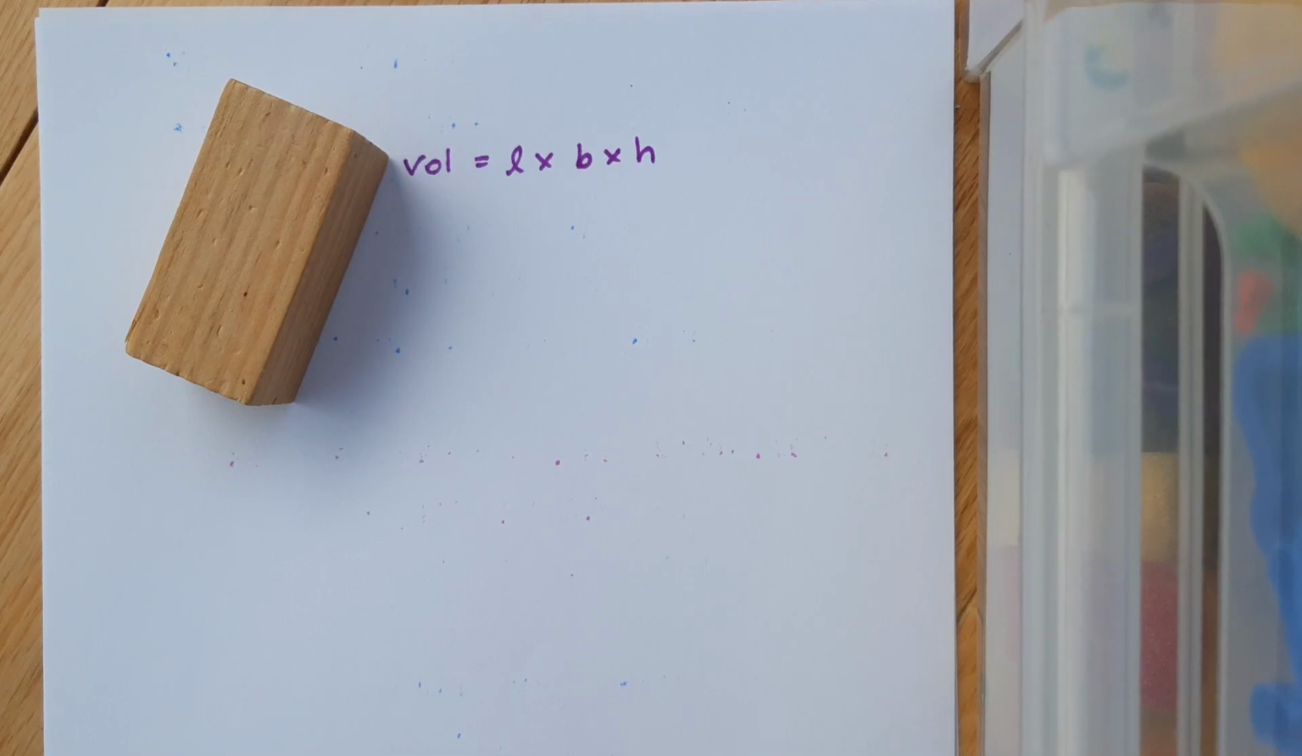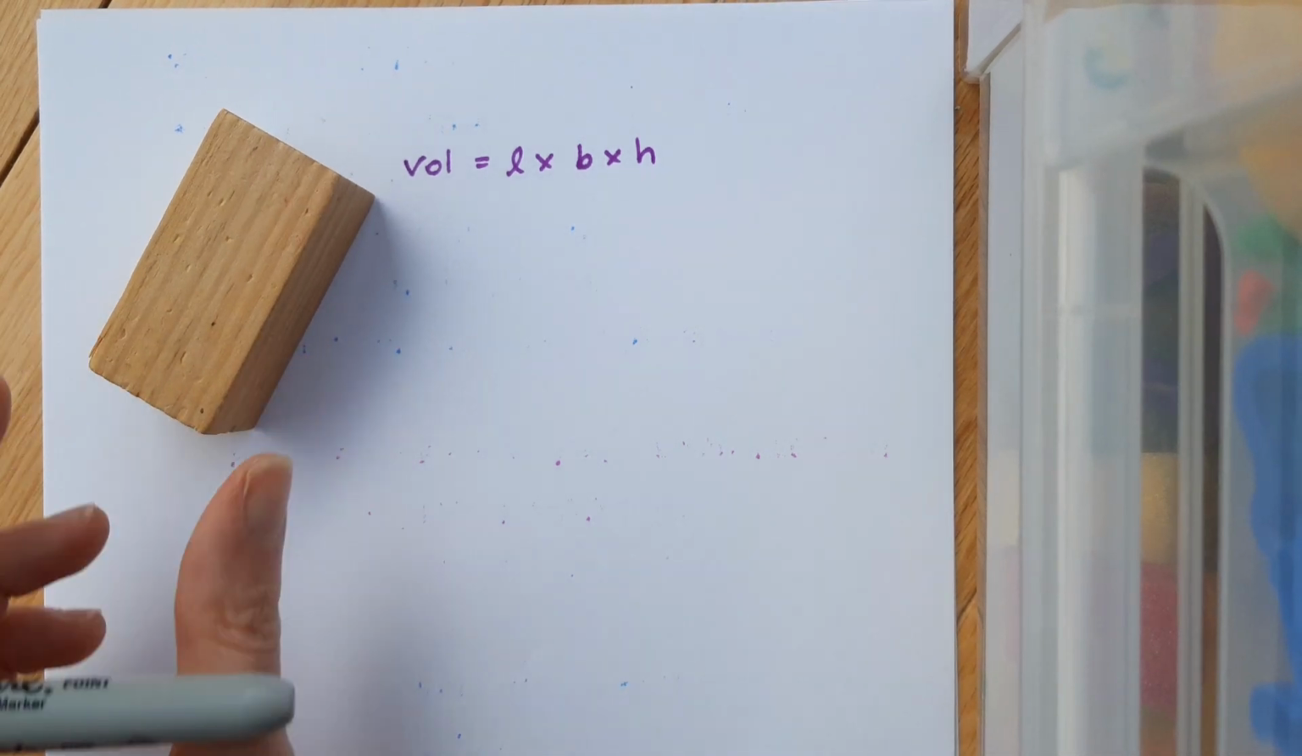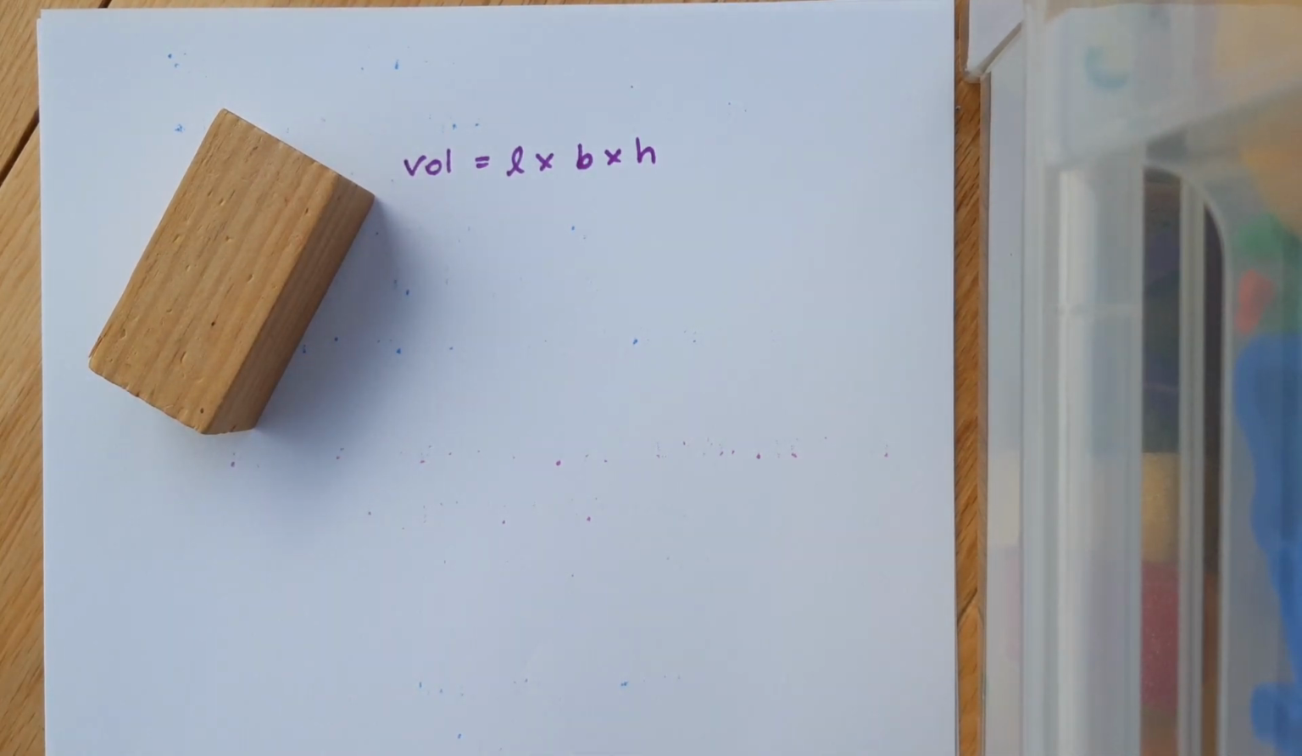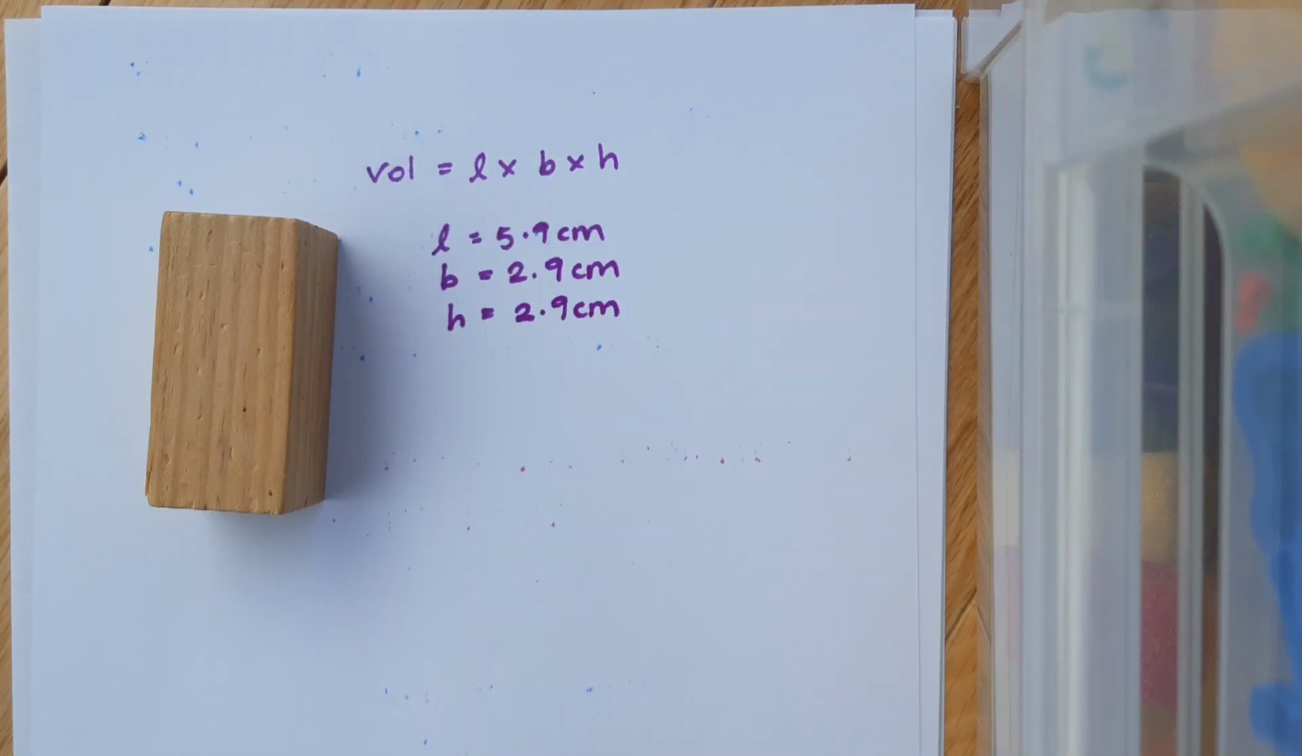Okay, so I'm going to do the same again now. I've got a different cuboid. I'm going to calculate its volume. What I'm going to do this time is I'm going to give you the measurements for the length, breadth and height, and I want you to then pause the video, calculate volume yourself, and then play again and check if you're correct. Don't forget to include your units. So the dimensions for this cuboid are 5.9, 2.9 and 2.9 centimeters. So pause now and calculate your volume.